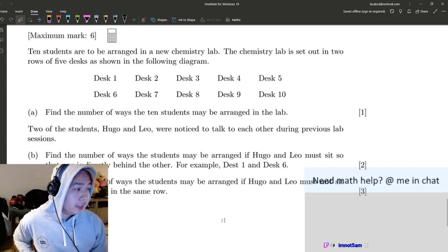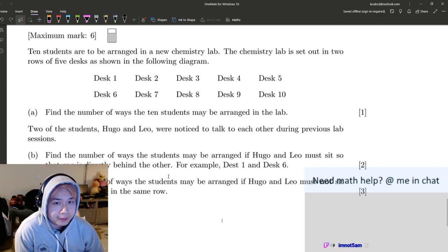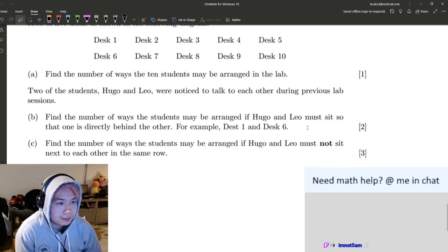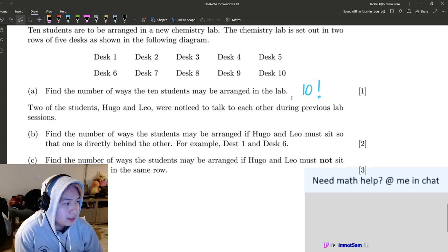Ooh, okay, this one's fun. We have students that need to be arranged into a lab, and then the lab is set out in 2 rows of 5. And then you need to find the number of ways students may be arranged in the lab. So there are 10 students, and then if there's no particular restrictions, then the number of ways that they can be put in the lab is 10 factorial.